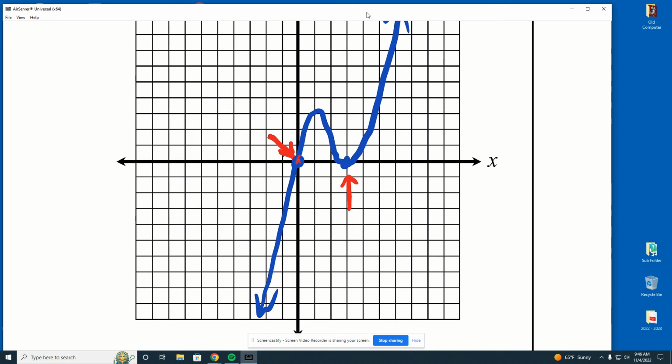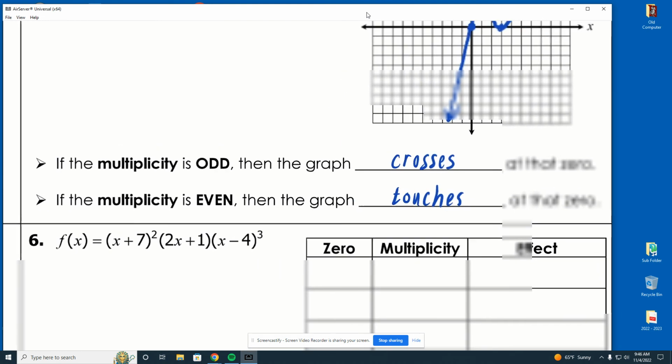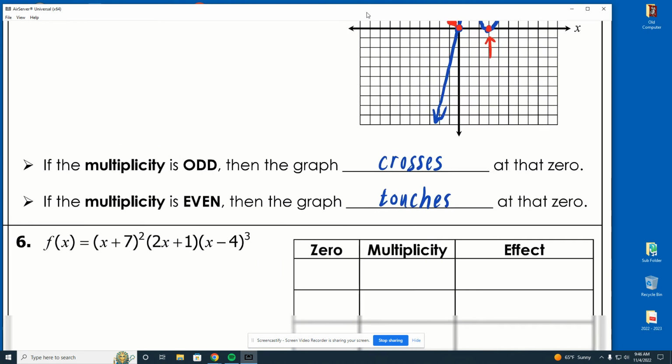So for example this one, when it just goes straight through it, it meant it was our answer how many times? When it went straight through it like this one, it meant it was our answer one time. But when it came down and it touched it and went the opposite direction, it was the answer twice. Okay? So we called it a multiplicity. So here's what I told you guys yesterday. If that multiplicity is odd, it's going to cross it.